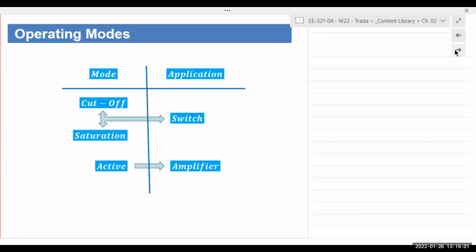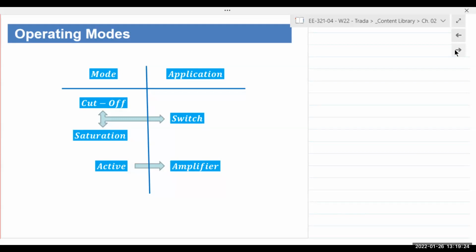Okay, so based on the biasing conditions of the BJT in the circuit, we have 3 different modes of operation. We have cutoff, saturation, and active. And each one of those has a separate application.